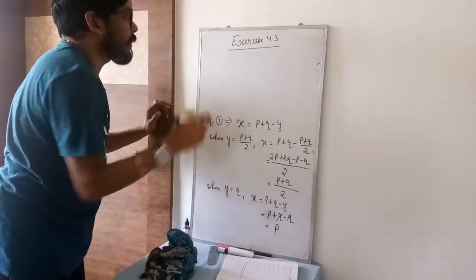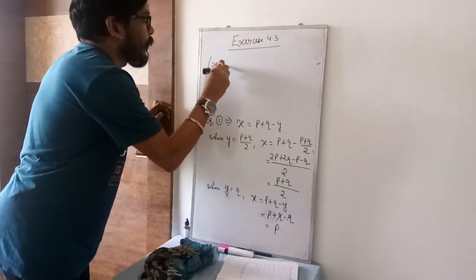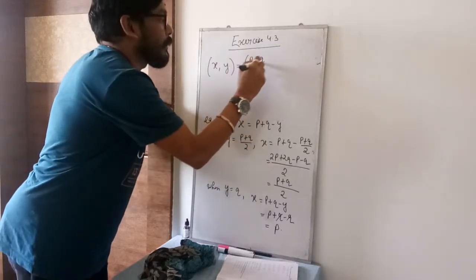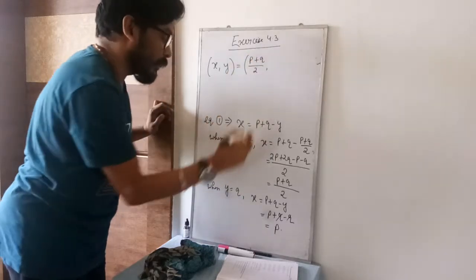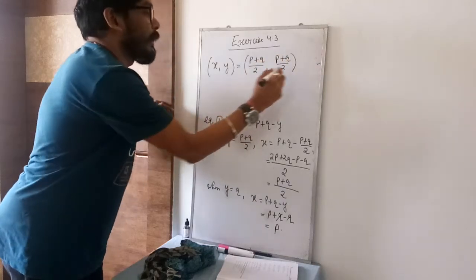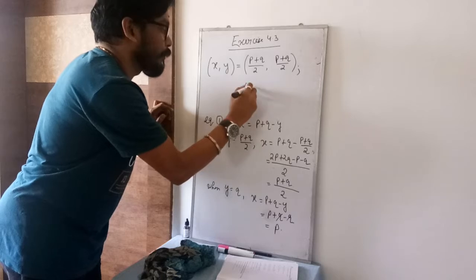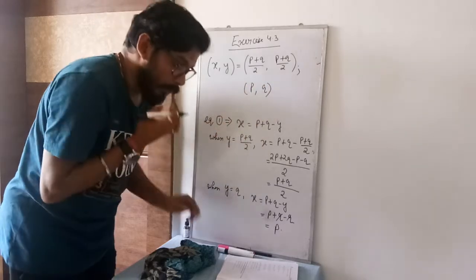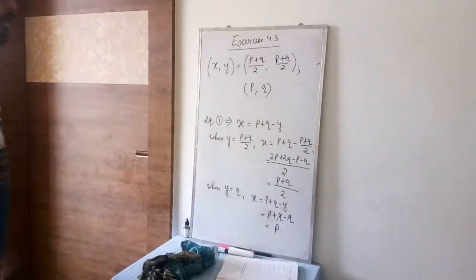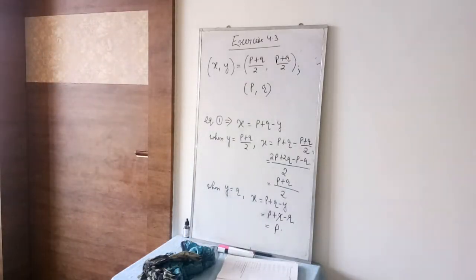So we got the value of x and y. So x comma y equal to, first value of x was how much? p plus q by 2, when y is also p plus q by 2, and the second one is x value p when y value is q. Okay, take the screenshot.